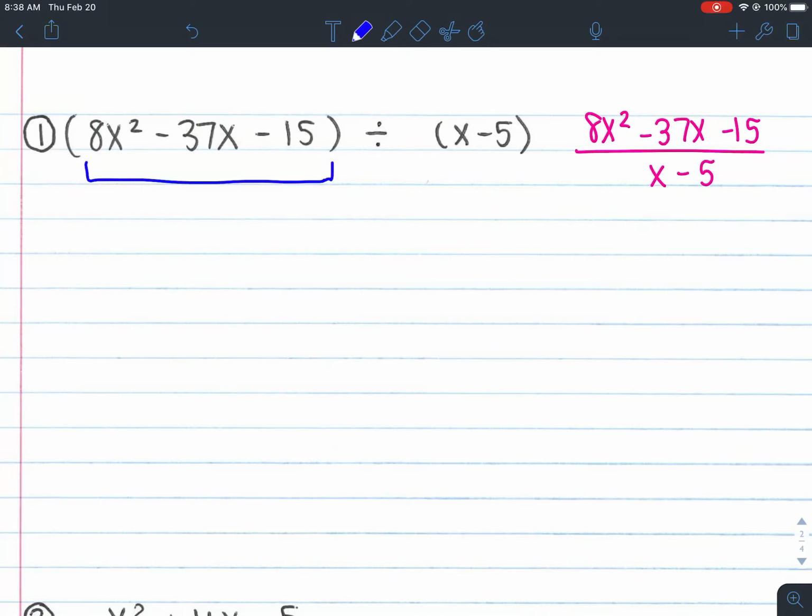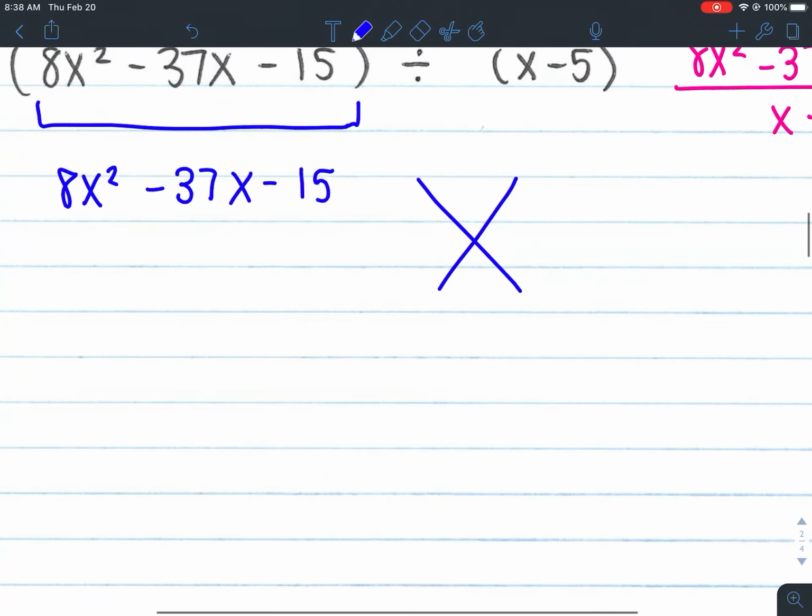When we do this, we always want to check for a GCF first. I do not have anything other than 1, so I'm going to move on to the AC method. If you're still stuck on what the AC method is, just make sure you refer back to the other videos. I'm not going to spend a ton of time on it in this one because I want to make sure we get the gist of what dividing polynomials is.